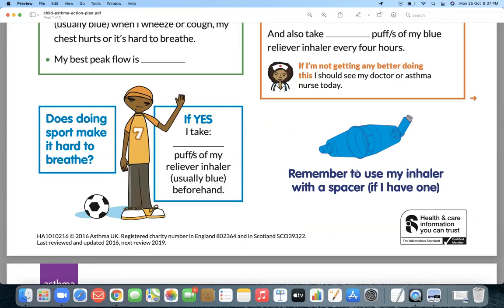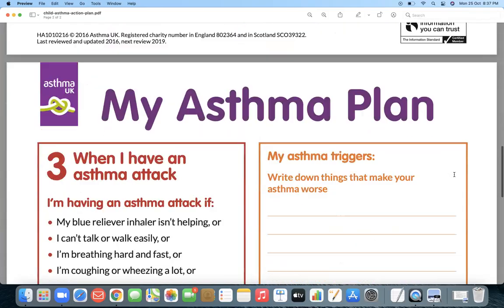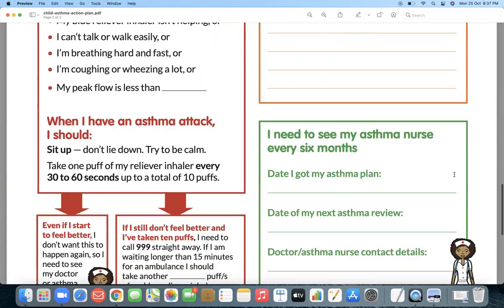Remember to use my inhaler with a spacer if I have one. So they should use it. I think for children less than 3 years, they should use the spacer with a face mask. For more than 3 years, there is no need. That's it. This is the asthma action plan.